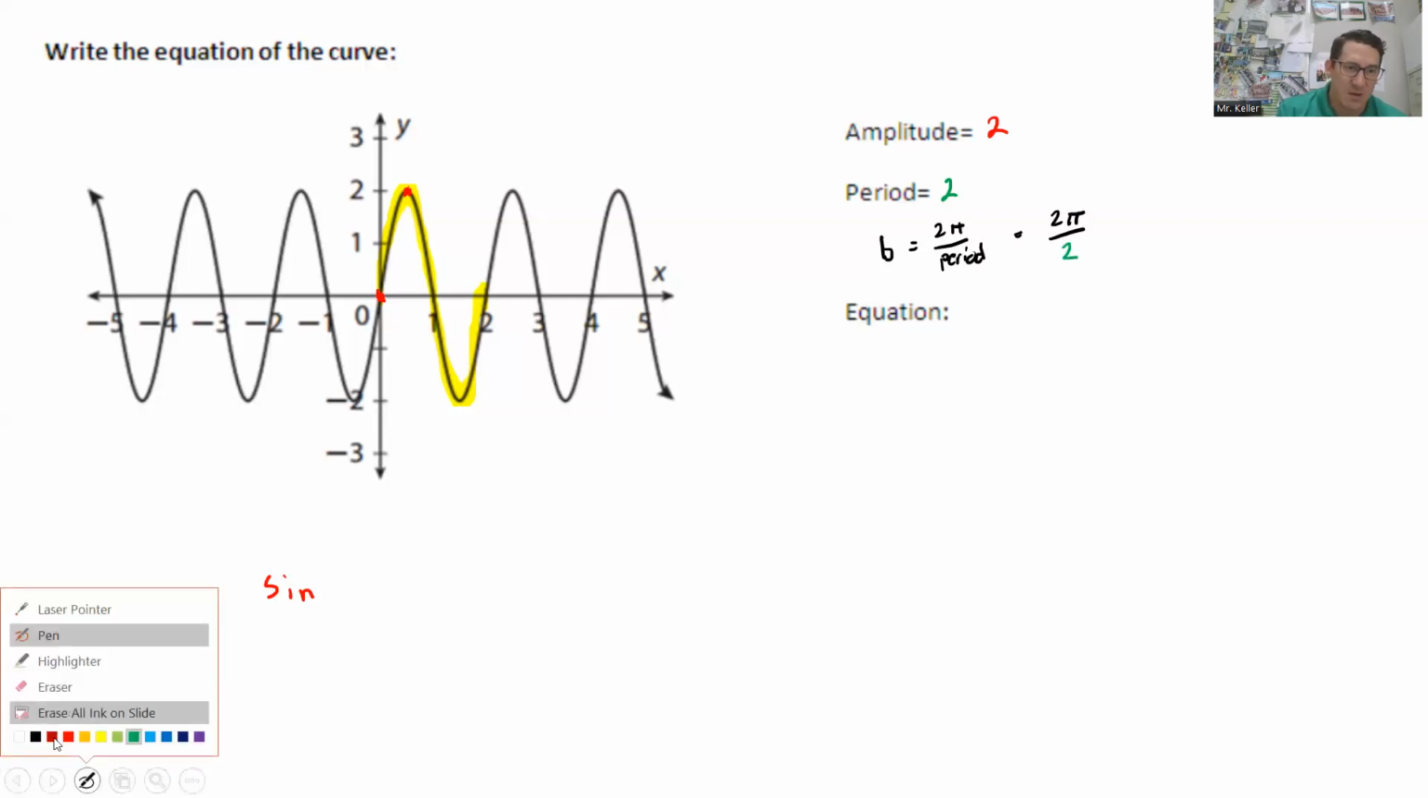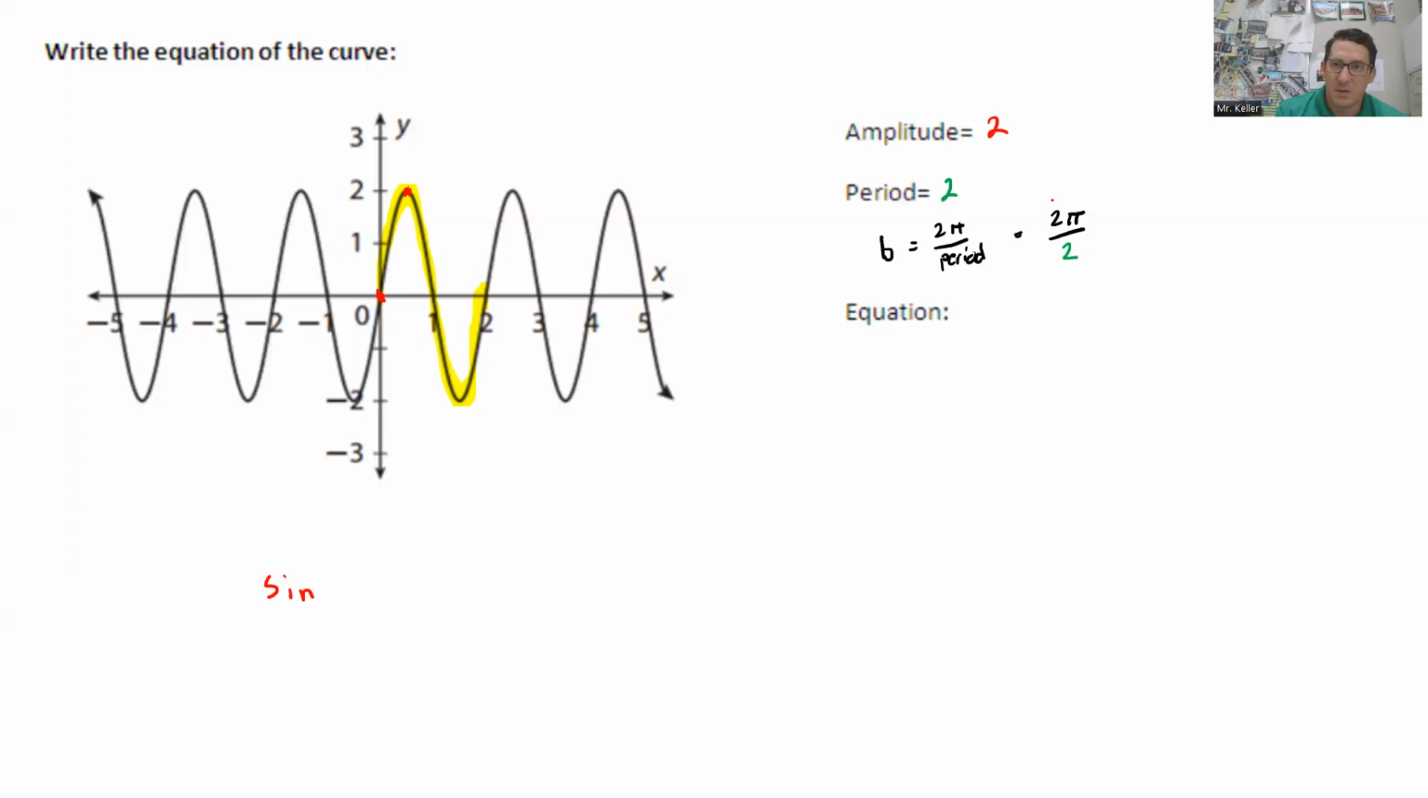The 2's cancel out, right? And so we're left with the period of just pi. And then we put this information into our equation. So the amplitude goes out front, so it's 2. It is a sine wave, so sine, and then the period, the b value is pi times x. So y is equal to 2 sine pi of x.